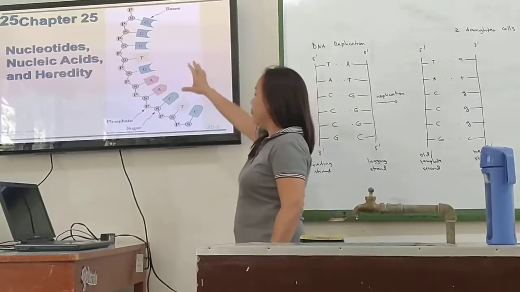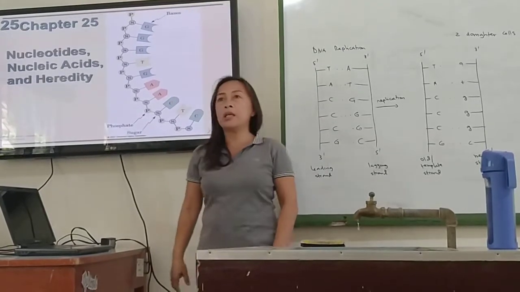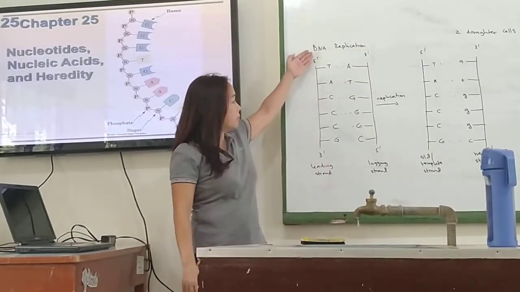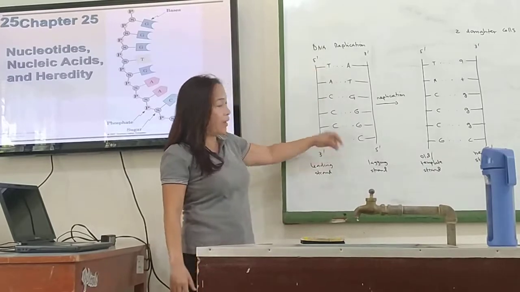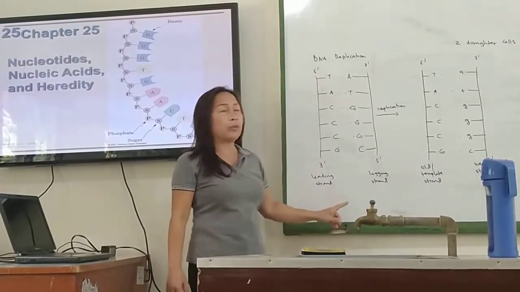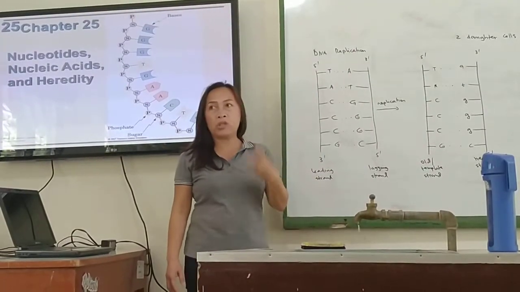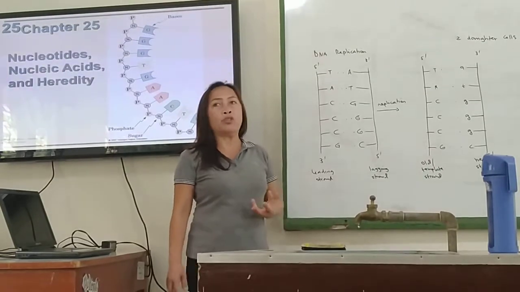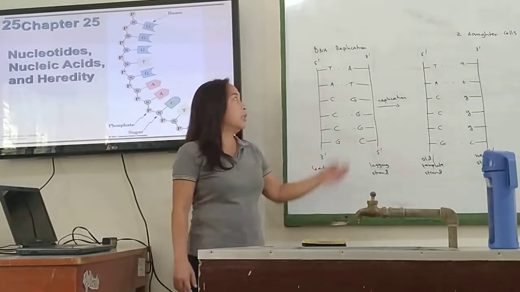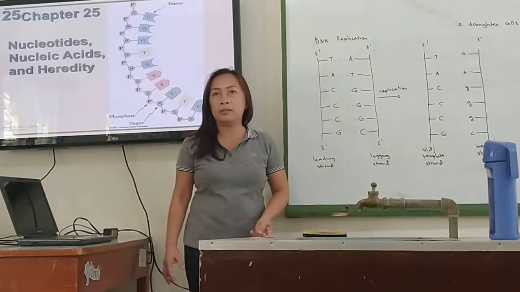Now, let's have a review of its structure. DNA is double-stranded. So this is one strand. We have two types of strands for the DNA: the 5' 3' strand and the 3' 5' strand. So there are two strands. How do you differentiate DNA from RNA? DNA is double-stranded while RNA is single-stranded.